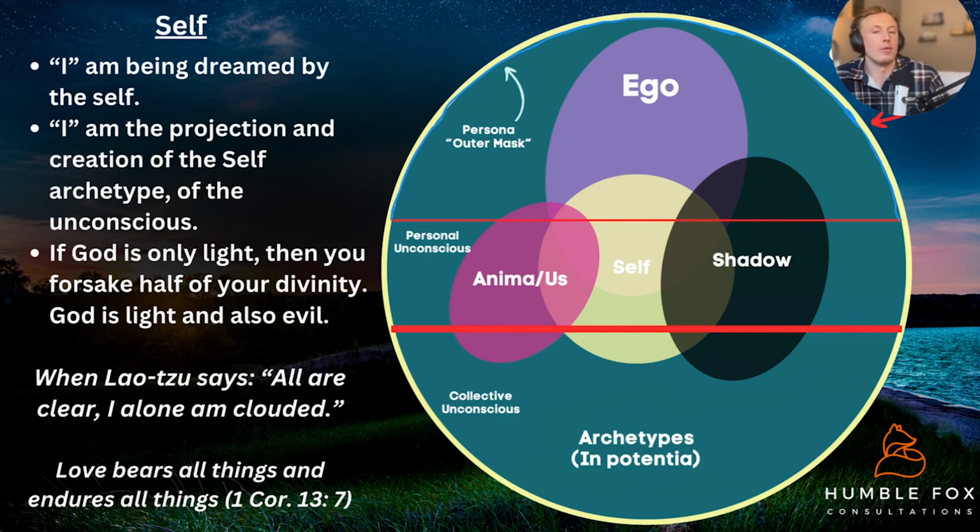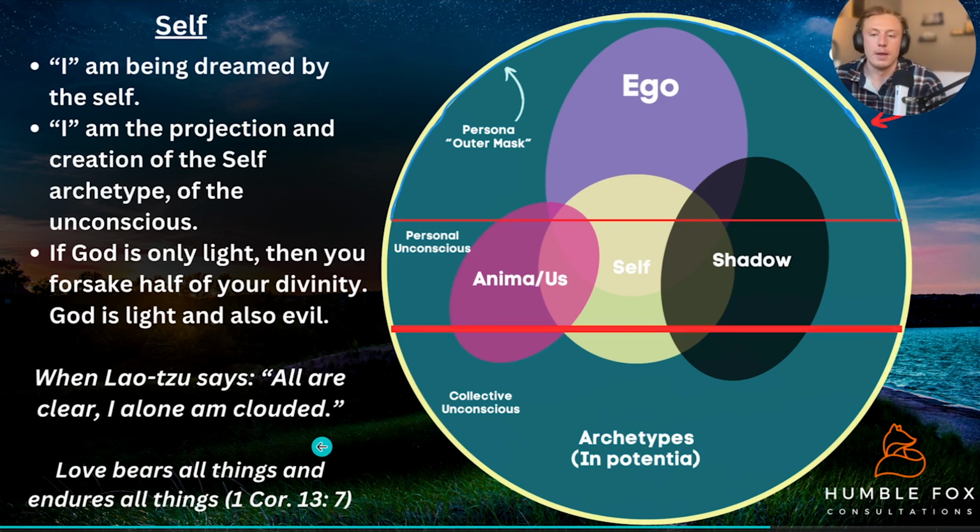I don't want to pick apart these images too much. I want to just leave them where they are, if you can just feel the energy of what that means. If God is only light, then you forsake half of your divinity. God is light and also evil. So acknowledging that those parts exist in the world, in God, and in us. This is when Lao Tzu says, all are clear, I alone am clouded. And then this is from 1 Corinthians, love bears all things and endures all things.